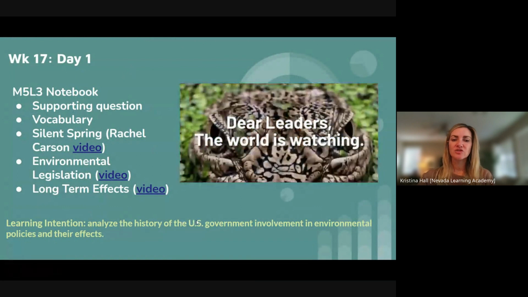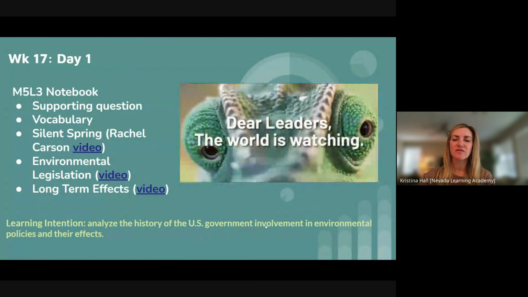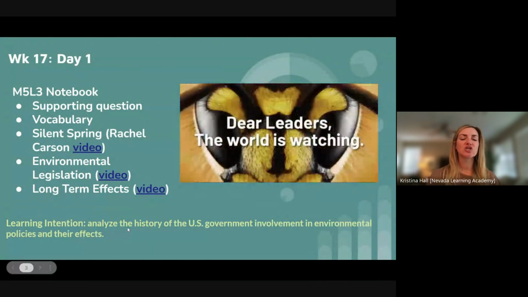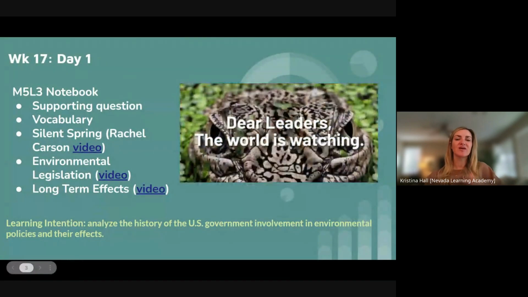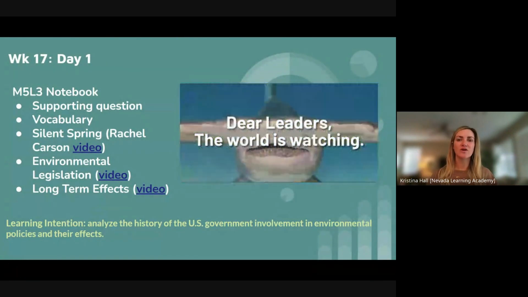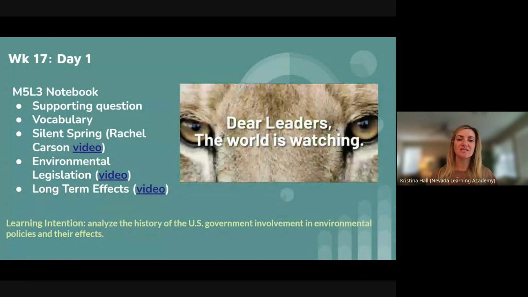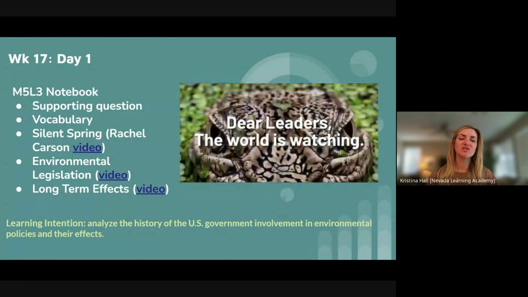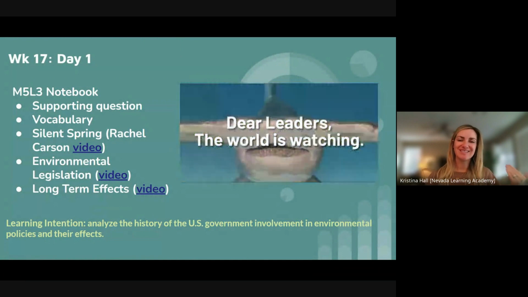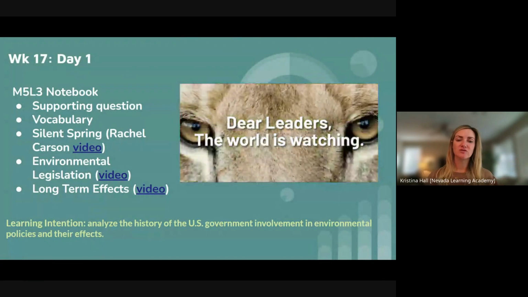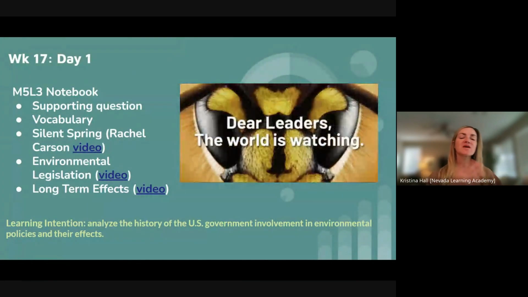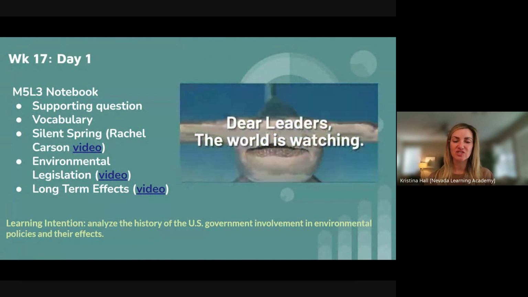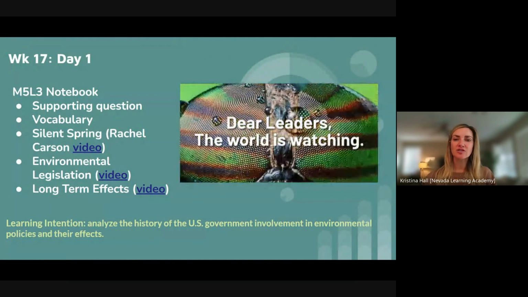So looking at the learning intention, the history of how the U.S. government has been involved in environmental policies and their effects. It really started with Silent Spring and bringing awareness of the use of pesticides and water conditions in the United States, along with some environmental disasters in the 60s that pushed the environmental legislation movement in the 1970s. Today we're looking at more of that history. Tomorrow, we'll look at some of those legislations more specifically, and then some of the long-term effects.